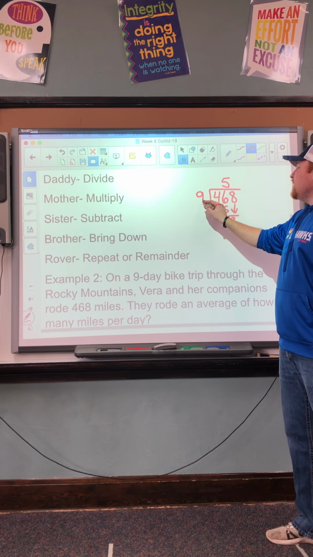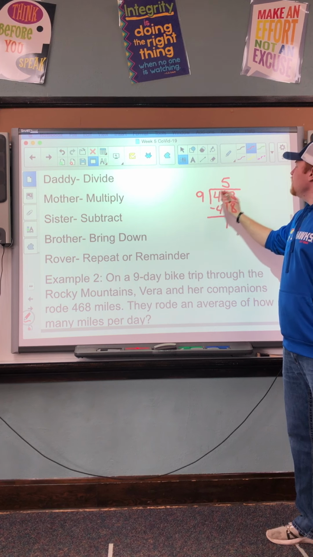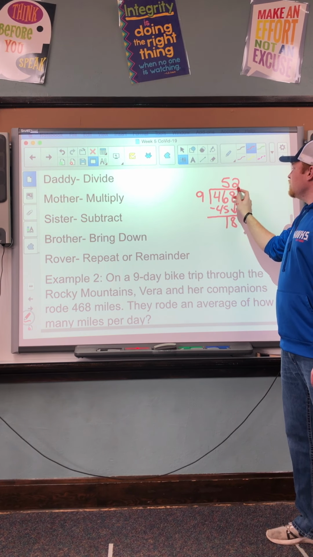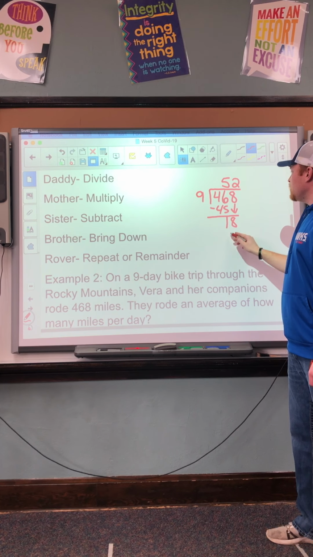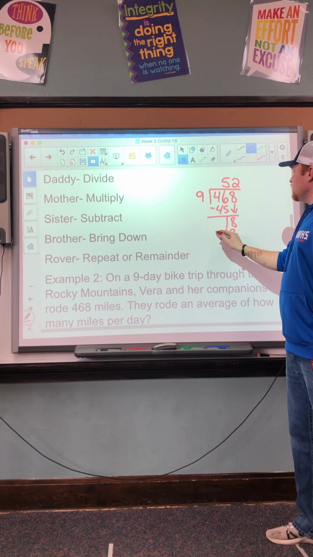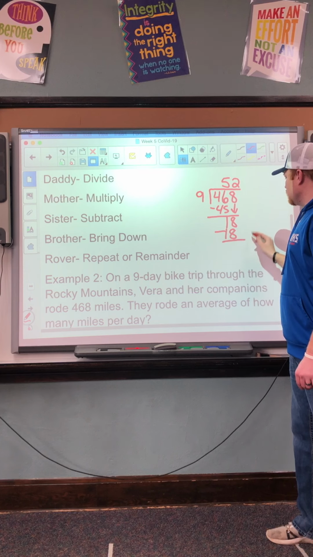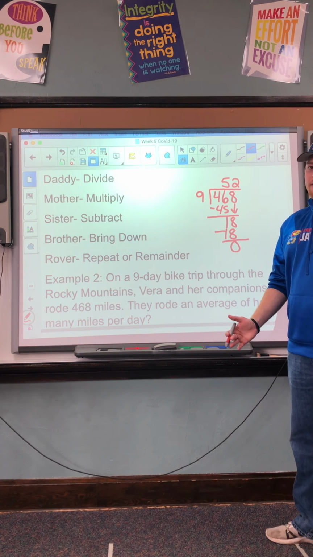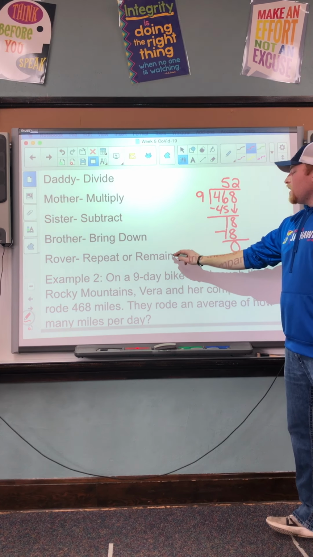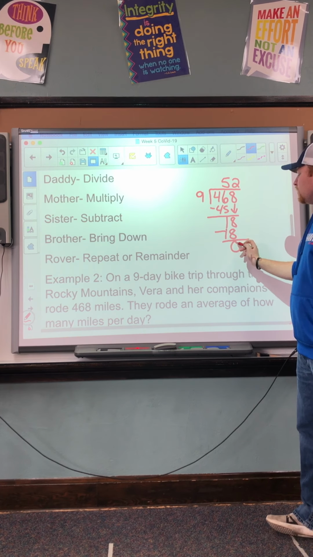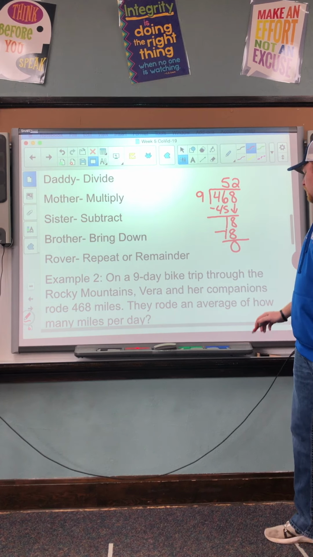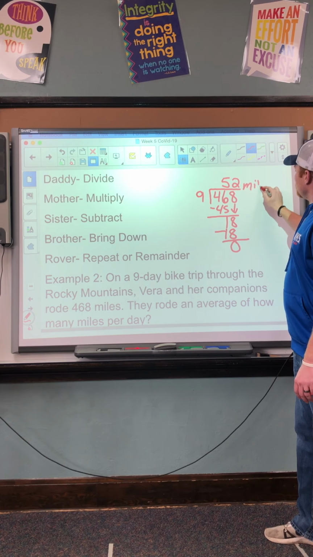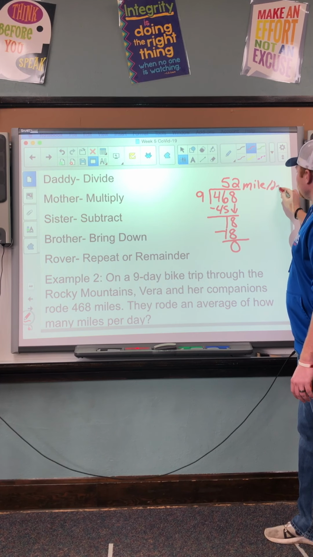So again, divide, 18 divided by 9 is 2. Multiply, 2 times 9, which is 18. Subtract, sister, we get 0. Is there anything to bring down? There's nothing to bring down. So now we look for a remainder. Since there's no number here, that's our answer. It would be 52 miles per day.